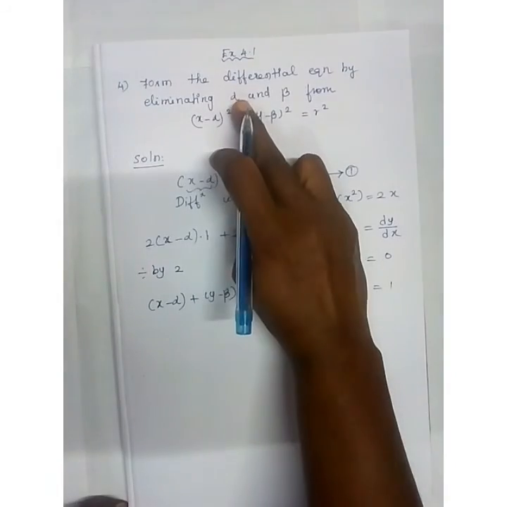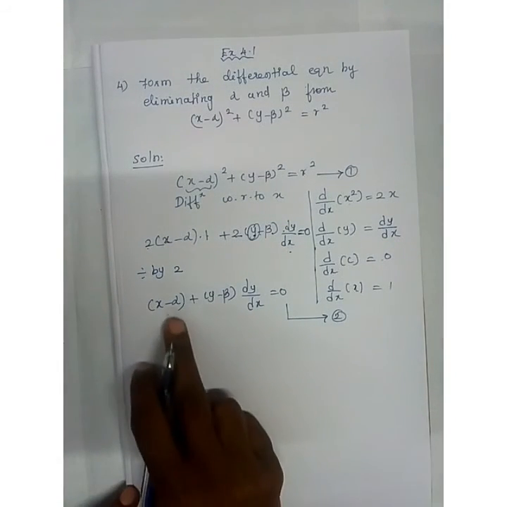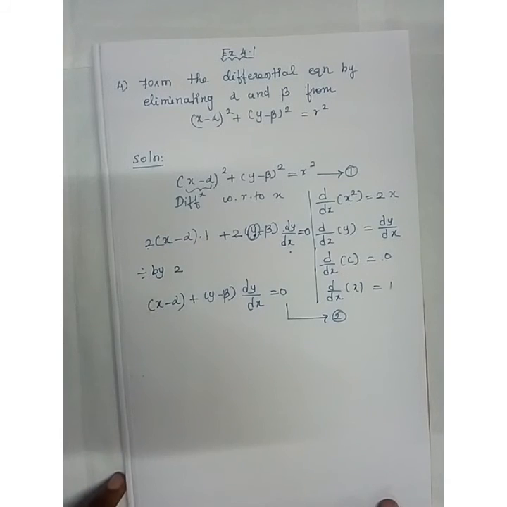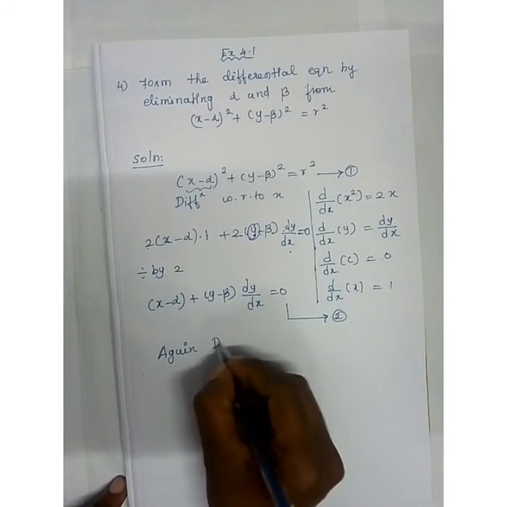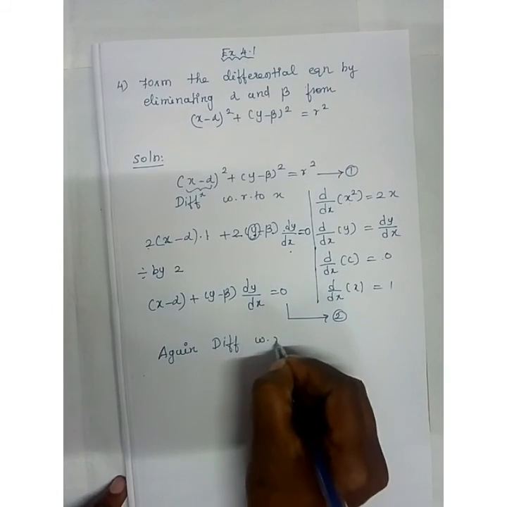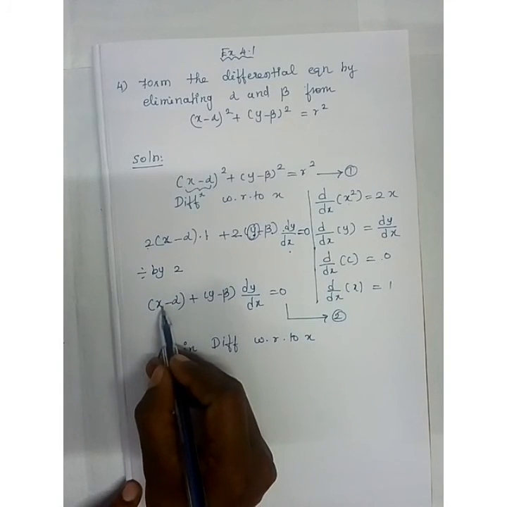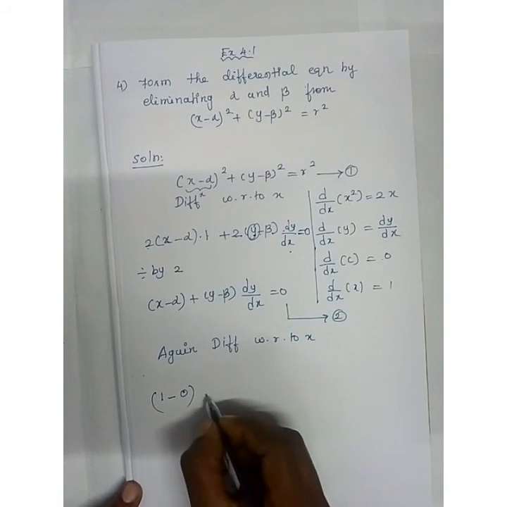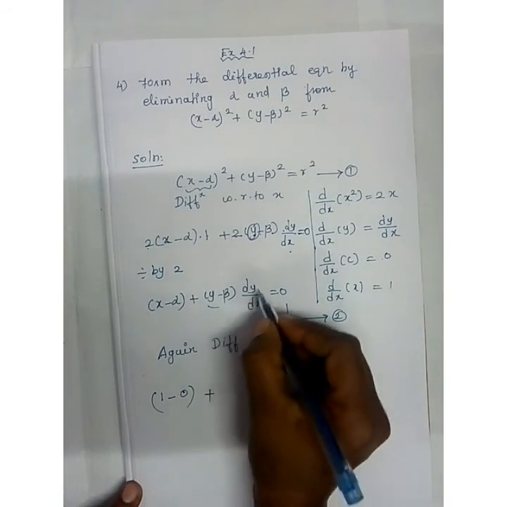Here we have to eliminate alpha and beta to get the differential equation. But we haven't eliminated alpha and beta in the second equation, so again we have to differentiate the second equation with respect to x. See, differentiation of x is 1, minus differentiation of the constant term alpha is 0, plus here this is also a differentiable term.